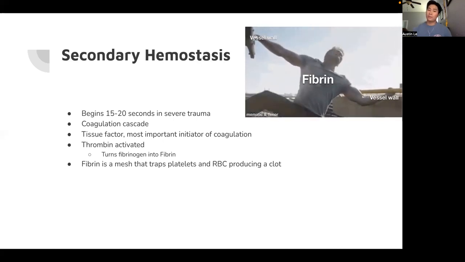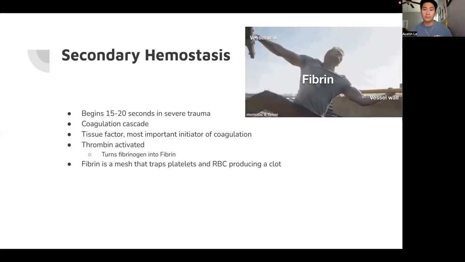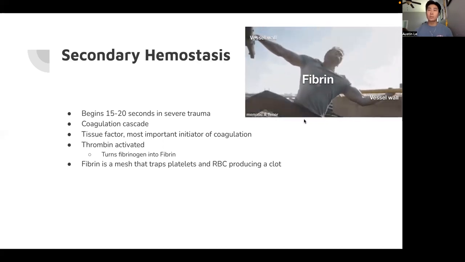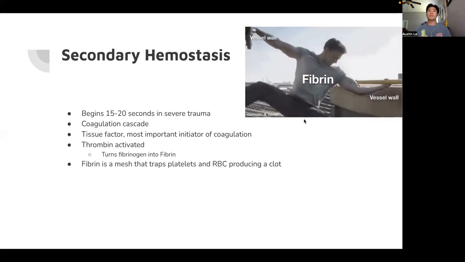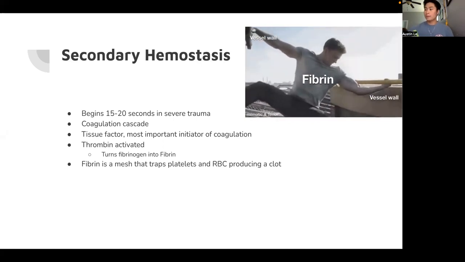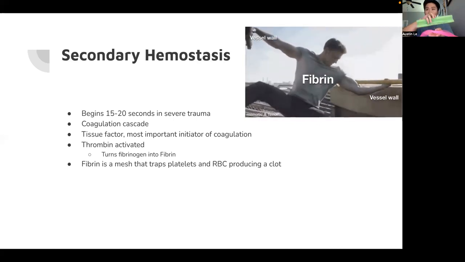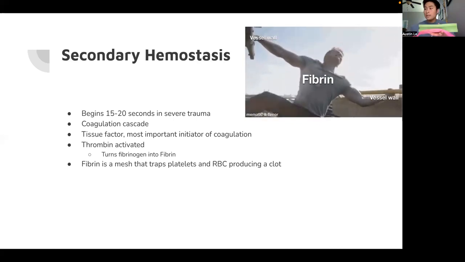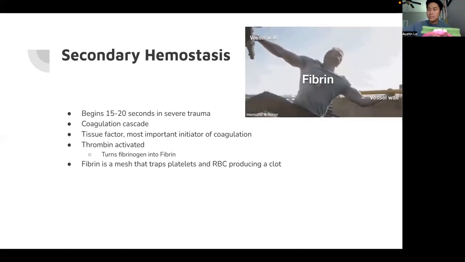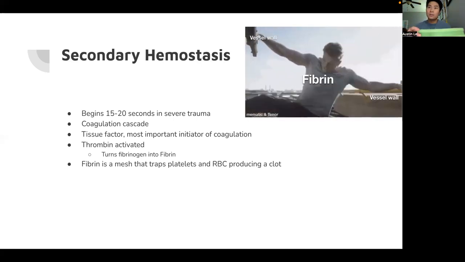And thrombin, like I explained earlier, activates it. Once it's activated, it turns fibrinogen into fibrin. As we see Captain America right here, fibrin holds both vessel walls together so the vessel is not ripped apart even more. And fibrin becomes a mesh net that traps platelets and red blood cells, helping them stick together and not letting anything leak out. Because without fibrin, everything just falls slowly.